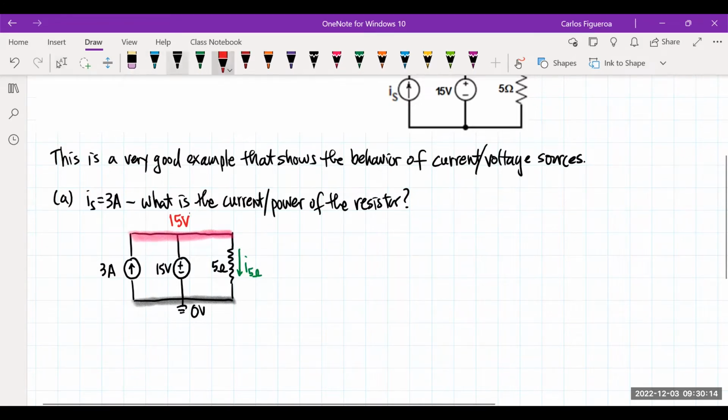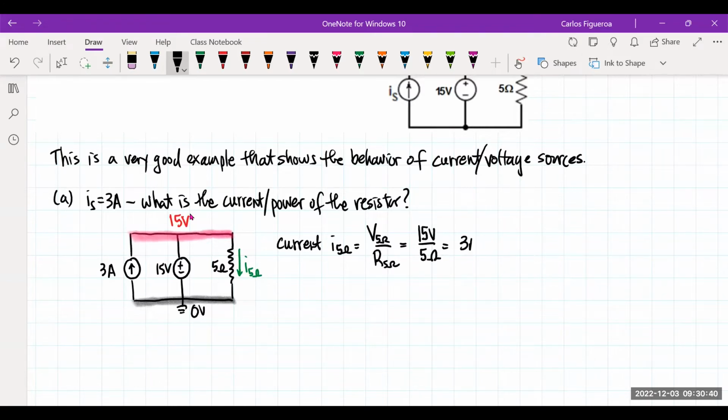If I look at the current, I5 ohm, you can see that it has to be the voltage of the 5 ohm divided by the resistance of the 5 ohm. And in this situation, we get 15 divided by 5. So that gives me a 3 amp current.